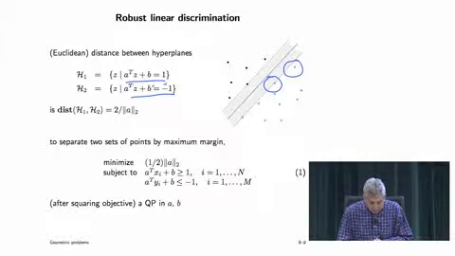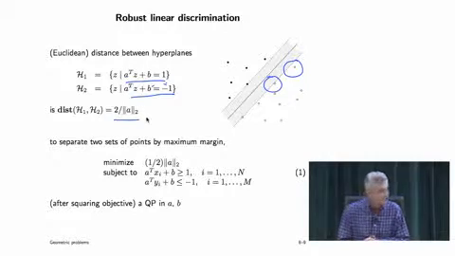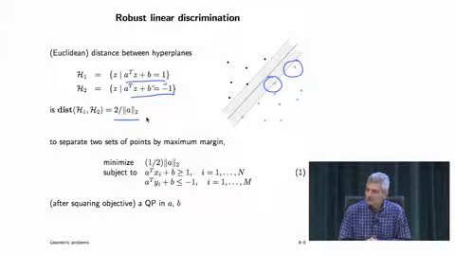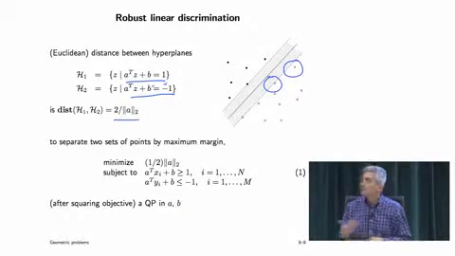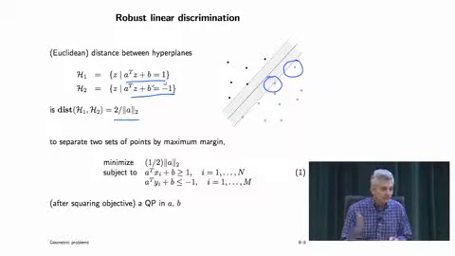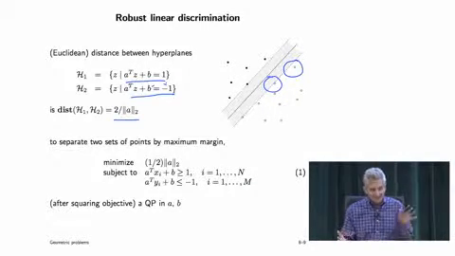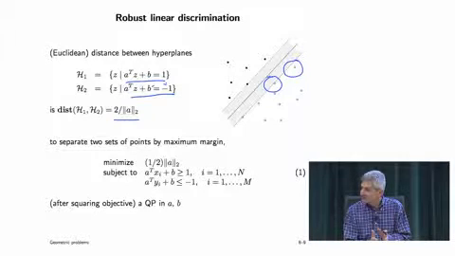Completely reasonable, right? But the width of this slab is exactly 2 over the norm of A, right? If the norm of A were 1, then A transpose x plus b literally is the signed distance to the hyperplane. If the norm of A is big, then in fact this slab is small, right?